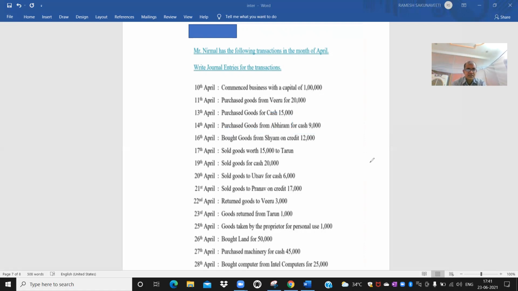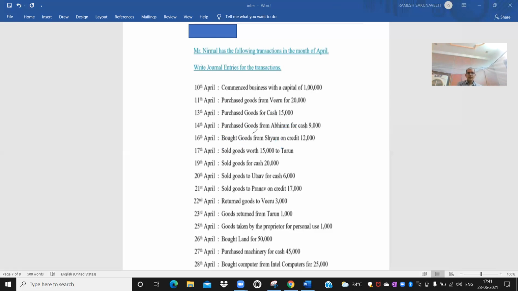Next, what is the journal entry? Sir, I didn't get this. Which one? Bought goods from Shyam on credit. Bought is equal to purchased, same words, synonymous words. Purchases account debtor to Shyam account. That is on credit, that is why his name is important. It is a credit transaction. Is it okay?